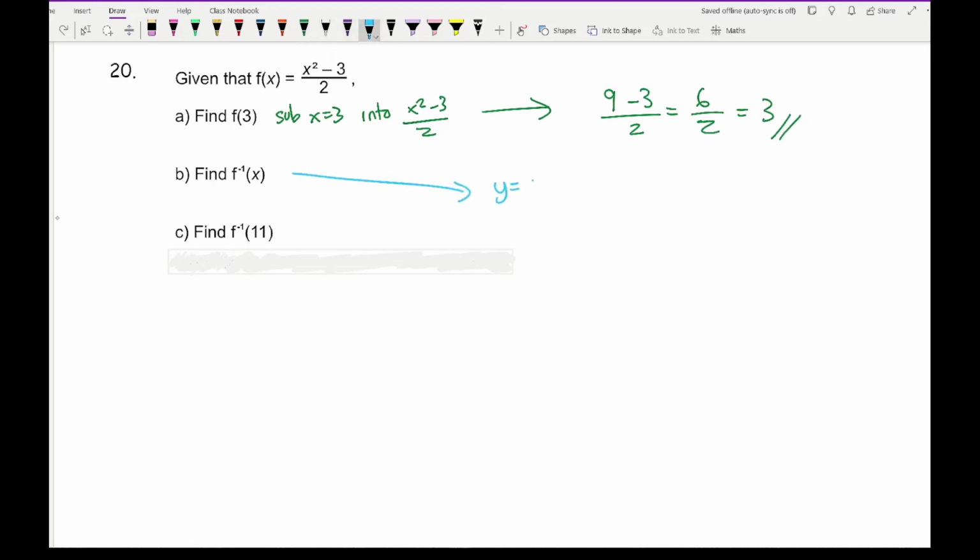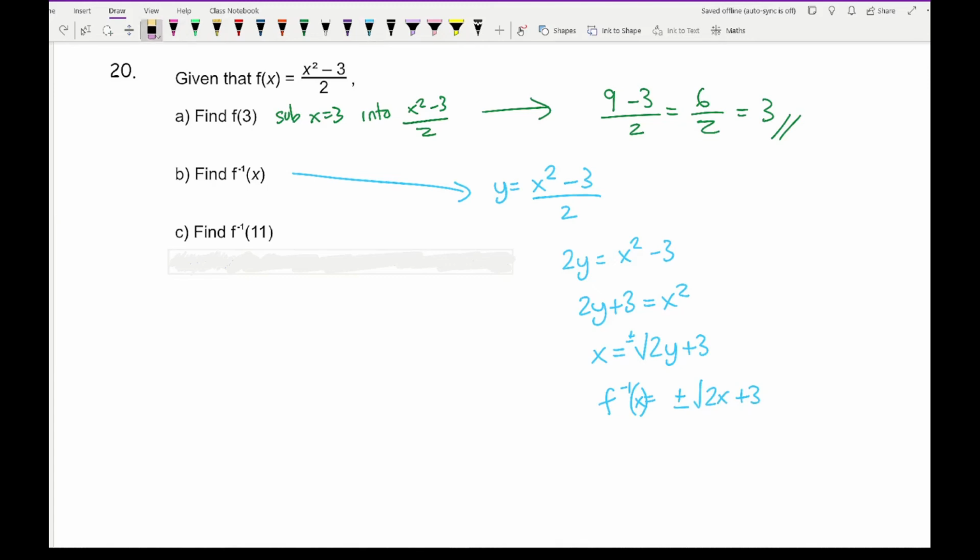If I make it equal to y, all I then need to do is make x the subject. So I've got 2y equals x squared minus 3. So 2y plus 3 equals x squared. So x equals plus or minus the square root of 2y plus 3. So the inverse function of x equals plus or minus the square root of 2x plus 3. I don't know why I've put a bracket there, so let's get rid of that, and let's just put a roof on that square root.